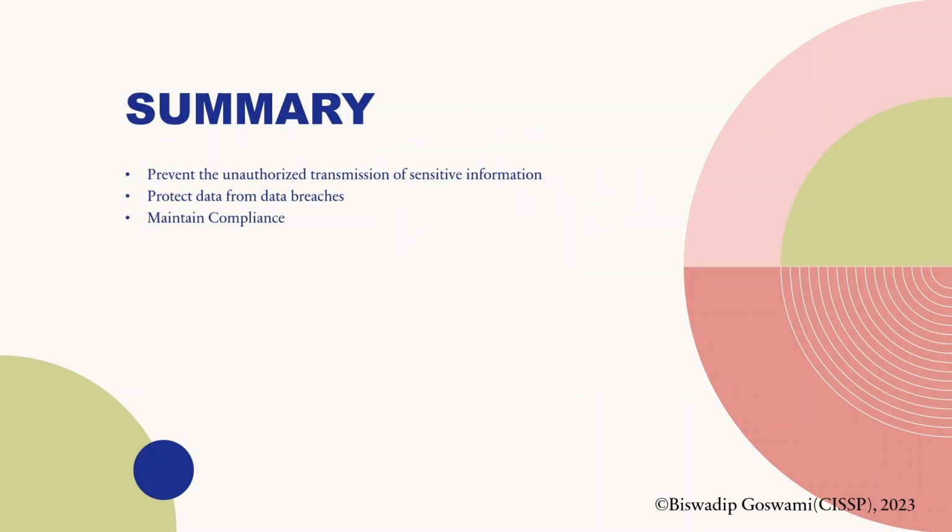So, to summarize what we discussed before this, DLP is a set of tools, processes, and policies designed to prevent the unauthorized transmission of sensitive information. It is essential for organizations that handle sensitive data and want to protect their data from data breaches. DLP has three main components: discovery, prevention, and monitoring, and several examples such as email filtering, USB blocking, and endpoint protection. Implementing a DLP solution can help organizations prevent data breaches, protect sensitive data, and maintain compliance.